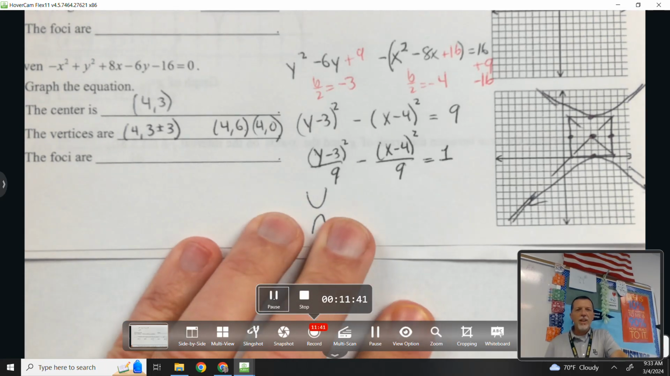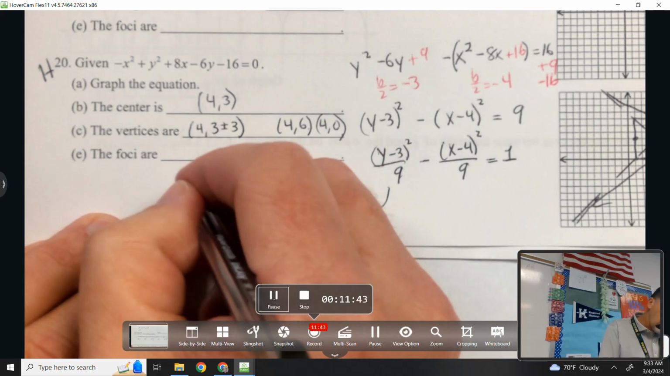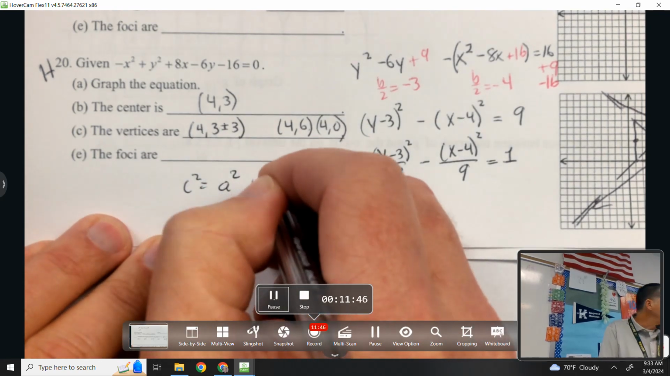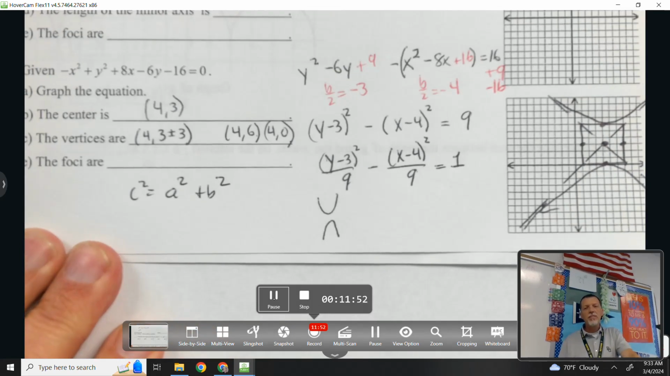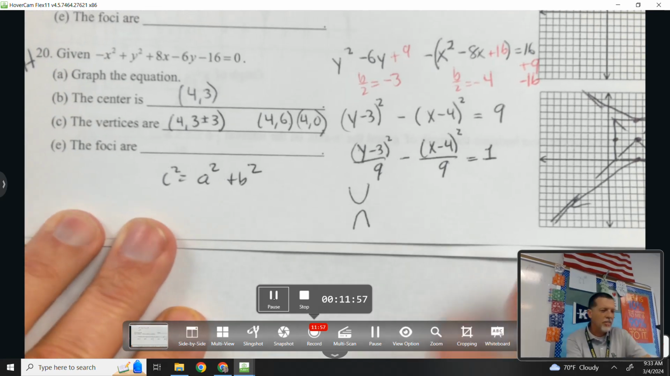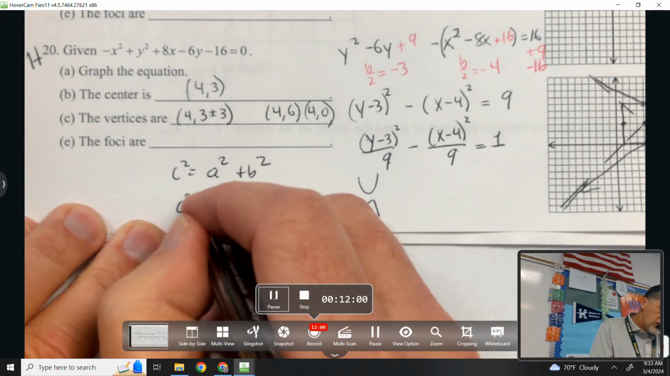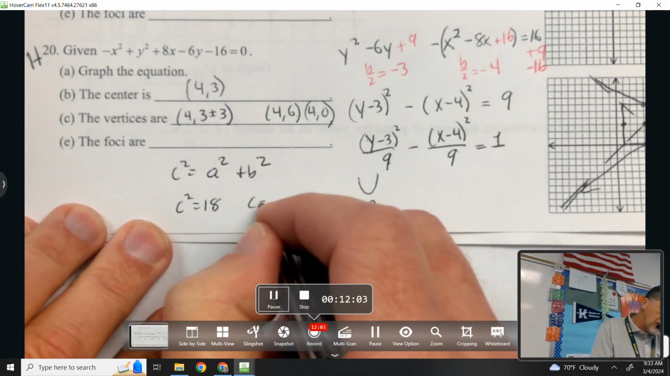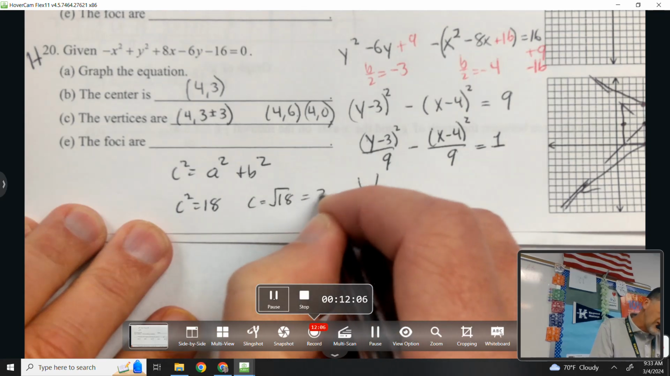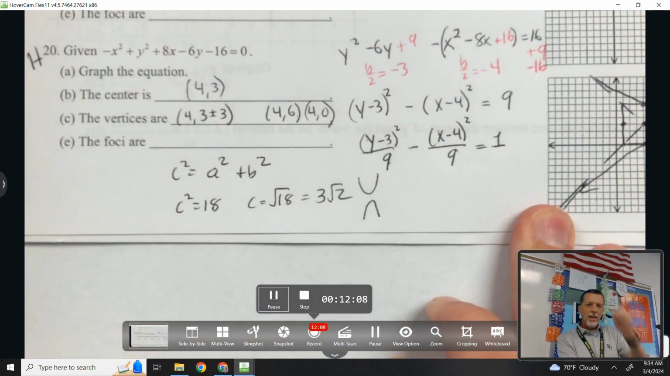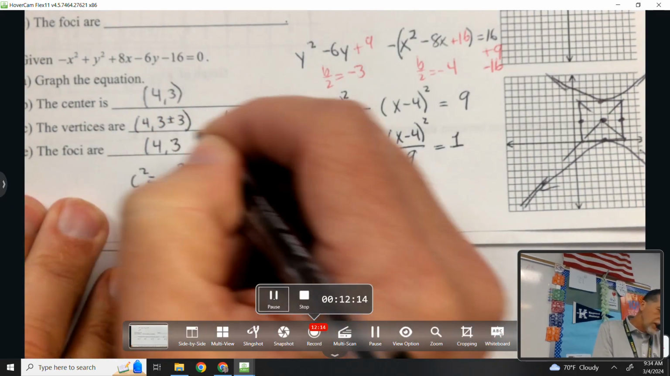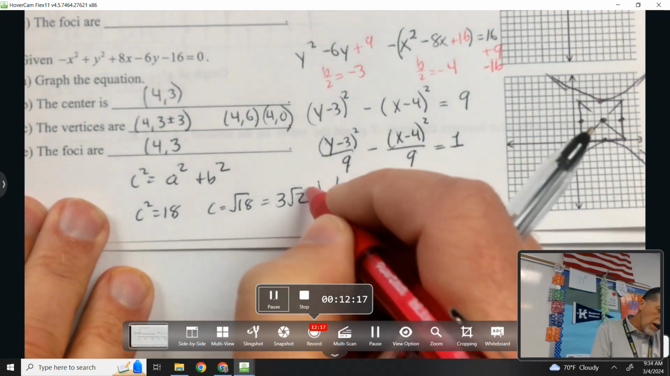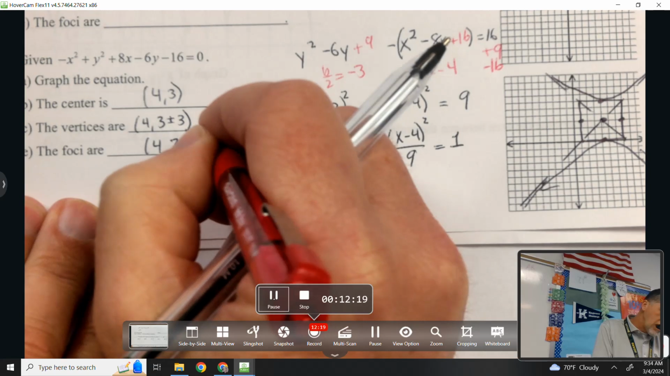Okay, foci. Let's get some foci problems. C squared equals A squared plus B squared. Yeah, that makes sense. If you did minus on this one, you'd end up with C equals 0, and that would be weird to have the focus at the center. So C squared equals 18. Square root of 18, also known as 3 square root 2. And that's got to be up and down so that they'll wrap around the focus. So up and down means change the y coordinates by 3 root 2.